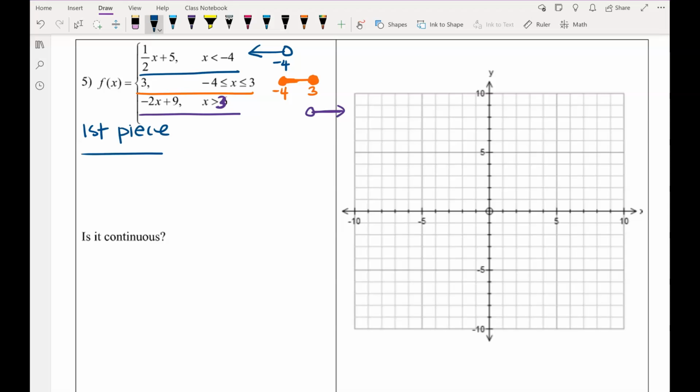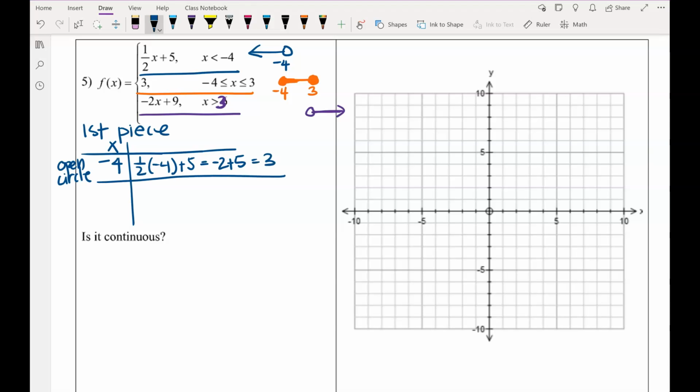All right, let's pick our first x value, which is -4. This will be an open circle because it does not have an equal sign, and let's plug it in. So 1/2 times -4 plus 5. Half of -4, students, is going to be -2. -2 plus 5, that's going to be 3.